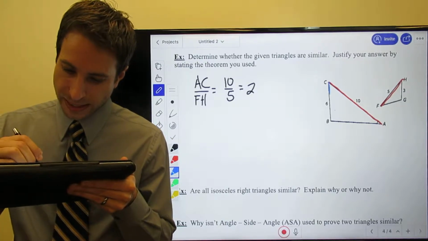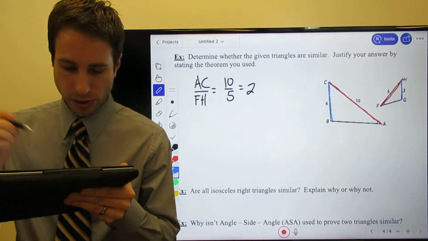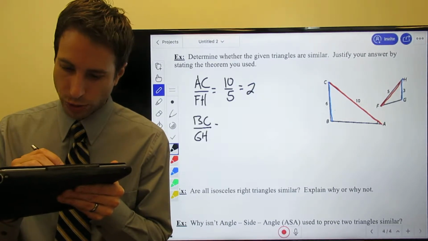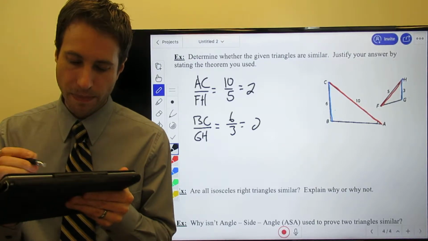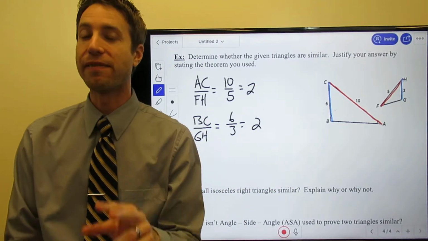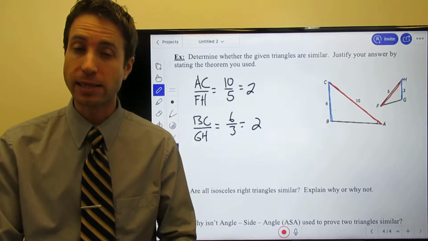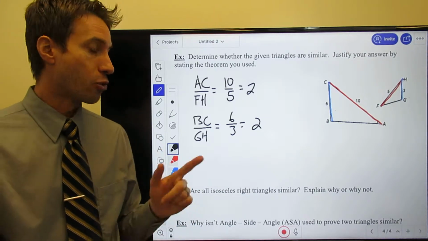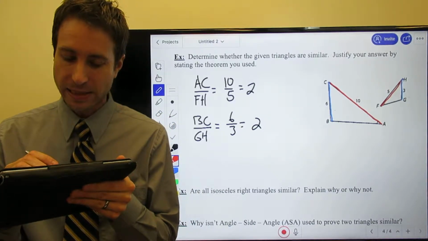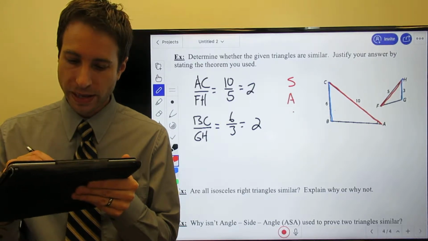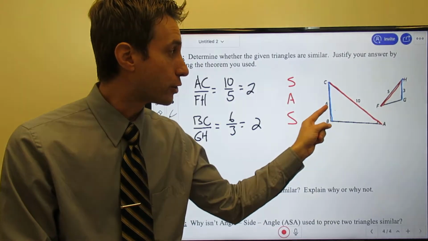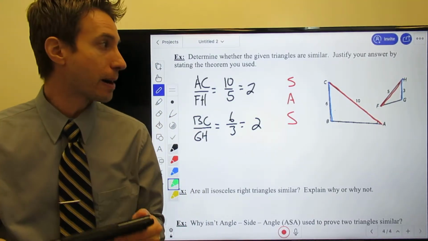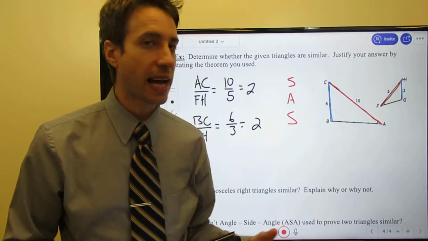Awesome. I have BC and GH. I need to do BC over GH, which is going to be 6 over 3. Awesome. Again, I wind up with 2. So I now have two corresponding sides that both have the exact same ratio, 2 and 2. My scale factor is 2. Now, remember the way the theorem works. It is side, angle, side. Since these are my two sides, it must be an included angle. And so I go to my diagram. I need angle C to be congruent to angle H.